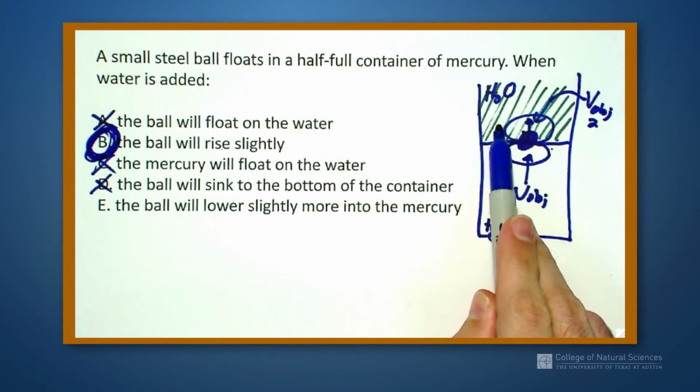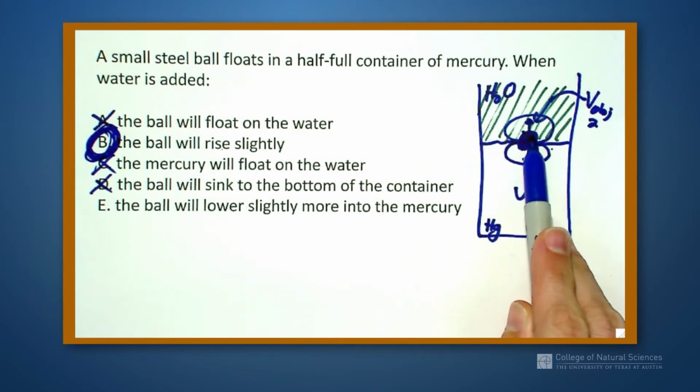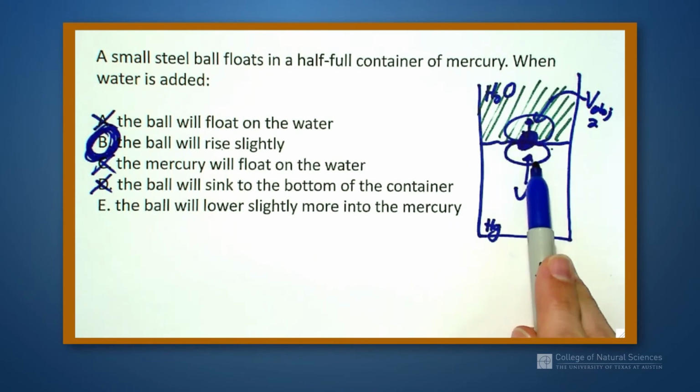So if we pour water in it, the ball will slightly go up because the mercury doesn't have to support all of it, since there is now some submerged liquid or some submerged volume in the water itself.